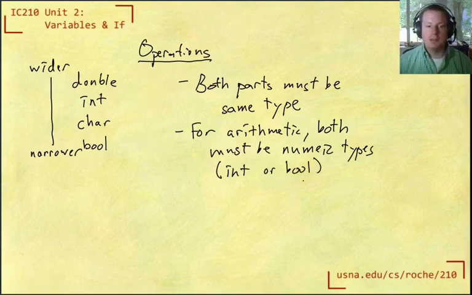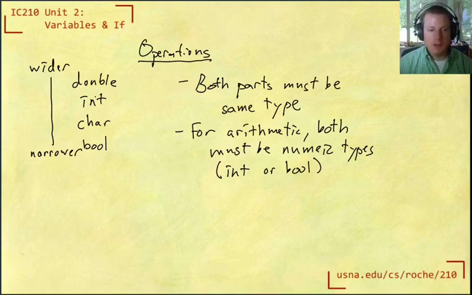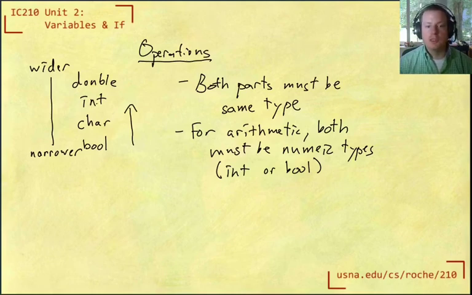which in our situation just means int or bool. Okay, so you can't add two chars directly. You could add two ints. And so what the compiler is going to do is try to go up in this direction from narrower to wider as far as it needs to until it gets two which can be the same type and are both numeric types. And so what that means in practice is that if we have at least one of the operands as a double, then they'll both become double. Otherwise, both things will become ints.